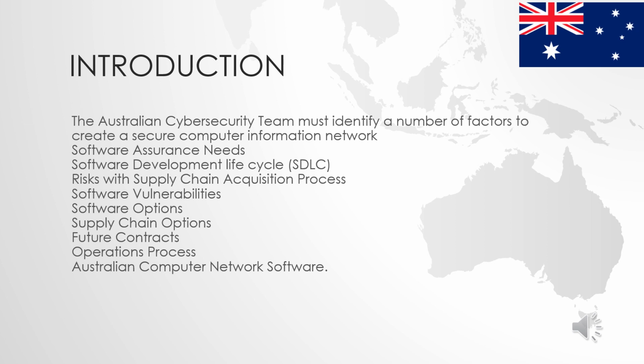The Australian cybersecurity team must identify a number of factors to create a secure computer information network that will not compromise the Five Eyes network. This includes identifying software assurance needs, key parts of the software development lifecycle, any risks with the acquisition process of the supply chain, and vulnerabilities of existing software. We will also discuss software options, supply chain options, and what costs we are considering for these recommendations.